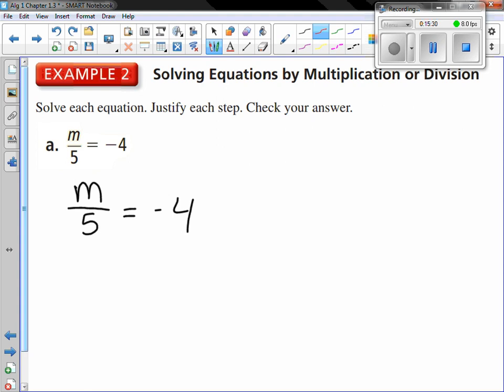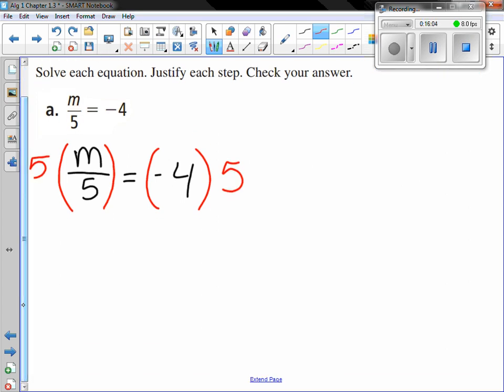I didn't say this earlier, I really should have, but when we have something being divided like this here, m over 5, to undo this division, we use multiplication. And if we have multiplication, we undo it by using division. We use its opposite, its inverse. So what we're going to do is multiply both sides by 5. Because when we multiply both sides by 5, this is going to simplify down.